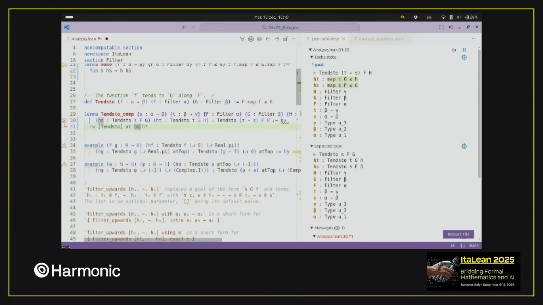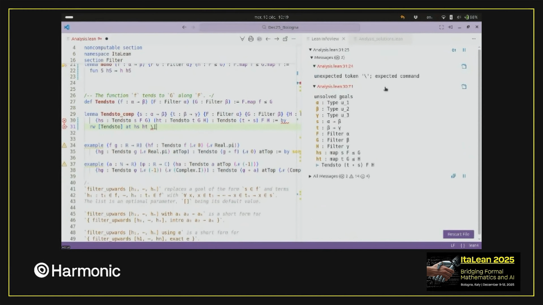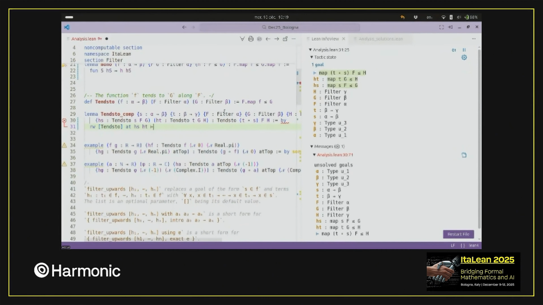You can rewrite at several things at the same time, writing at and then a list of places where you're rewriting, but I also want to rewrite at the goal. So here I've changed my tends to into some more explicit things all over the places.